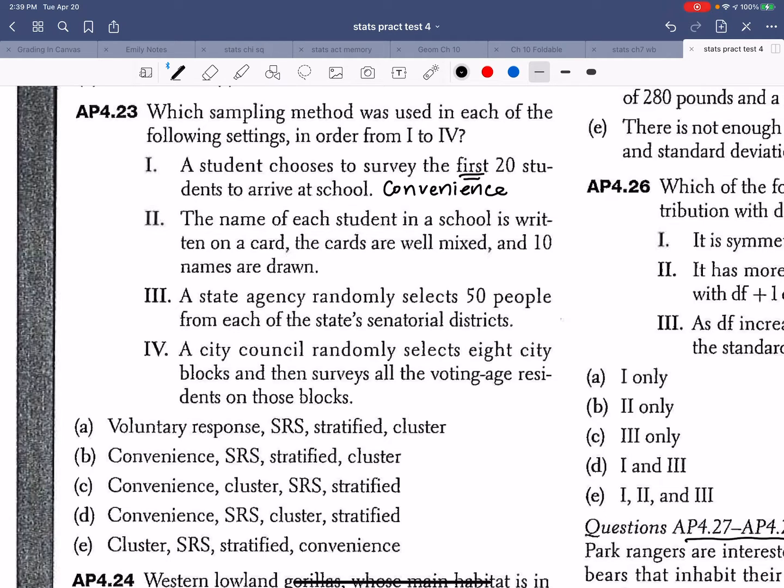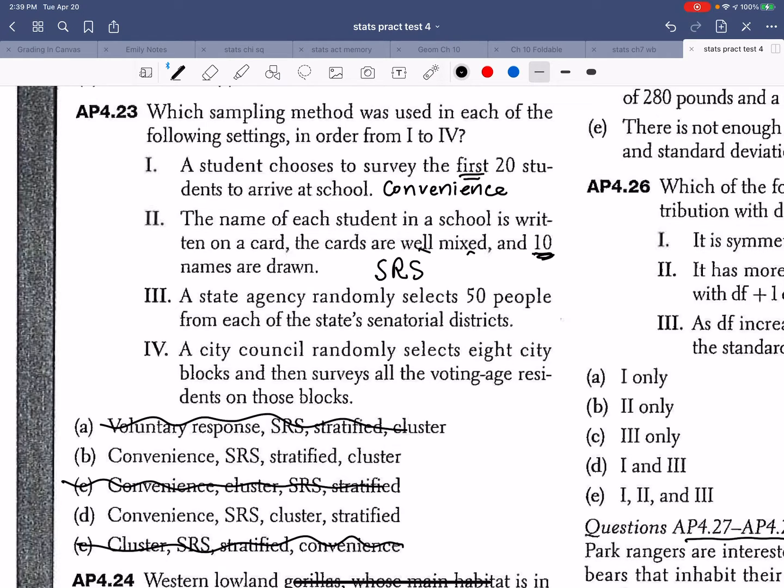Name of each student in school is written on a card. The cards are well mixed and 10 names are drawn. That would be an example of a simple random sample. It was simple. Everyone had an equal chance of being chosen, so that's an SRS. So we're already kind of eliminating now. Maybe you were able to narrow this one down to B or D.